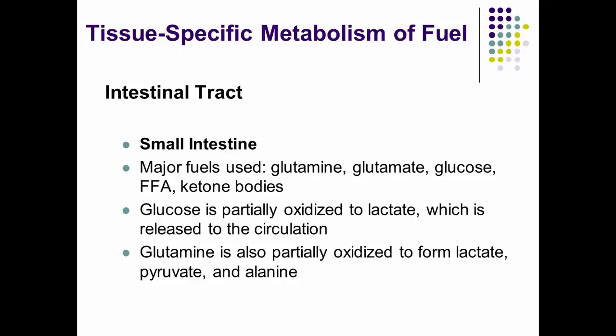Okay. So, glucose is usually partially oxidized to lactate in the small intestine and then released into circulation. And glutamine is also partially oxidized to form lactate, pyruvate, and alanine, right? So small intestine is able to release lactate, pyruvate, and alanine, right? Because of the partial oxidation of these amino acids and glucose. Any questions?